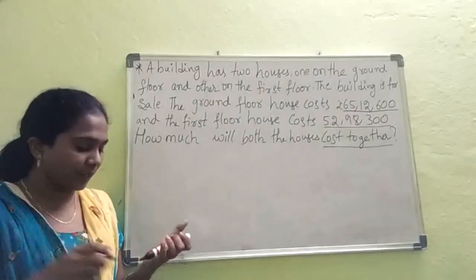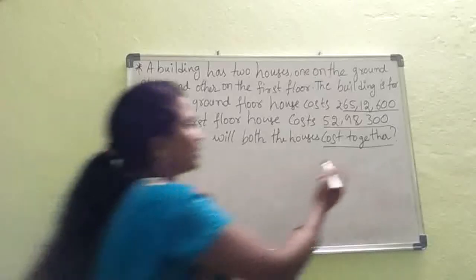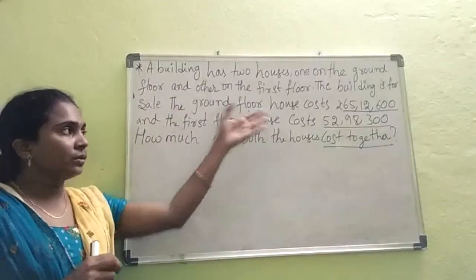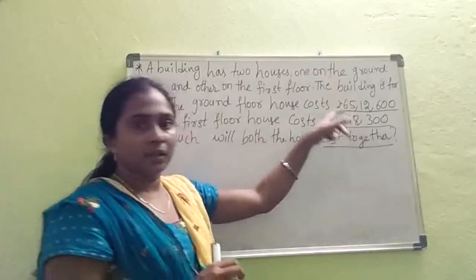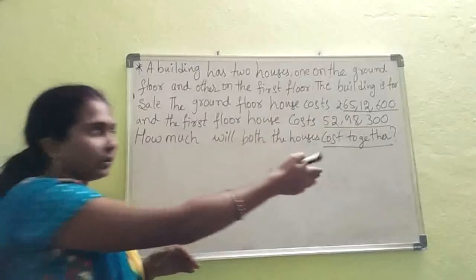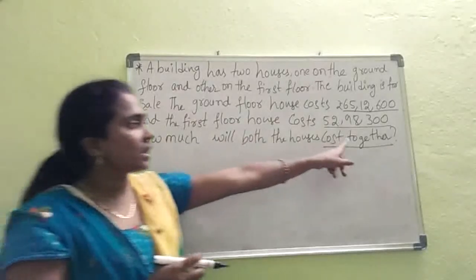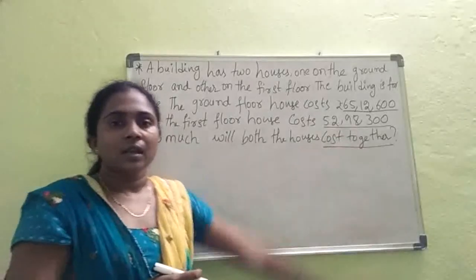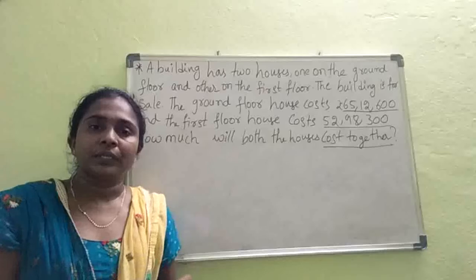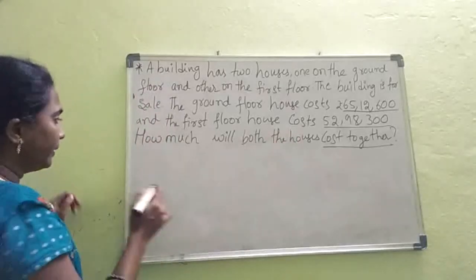From the basic mathematical operations, see this word: together. Together means what will we do? You will do the addition. Two different values are given and they are asking for the total. Together means all combined, or collectively. Then we will use the operation addition. Remember: sum, all, together, total. In that case we will use addition only.